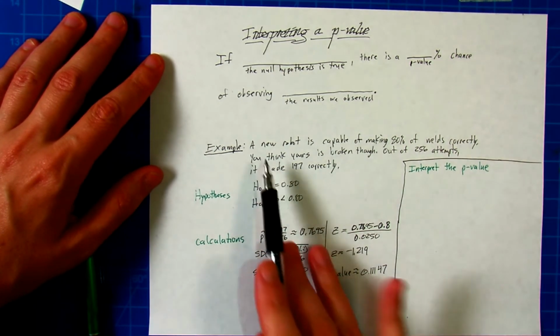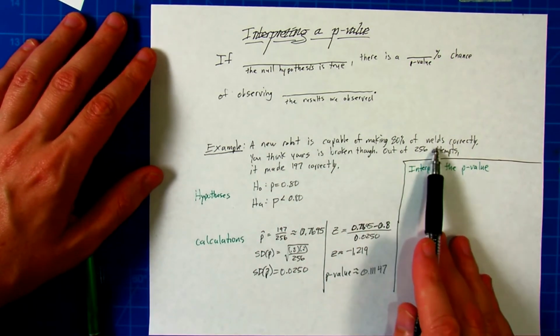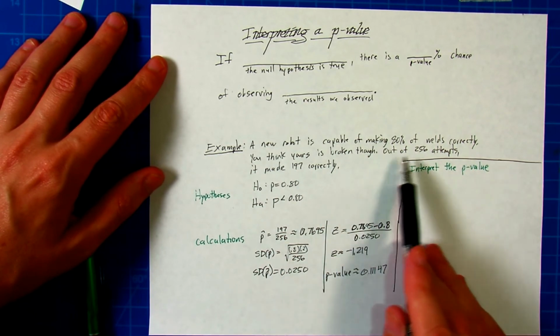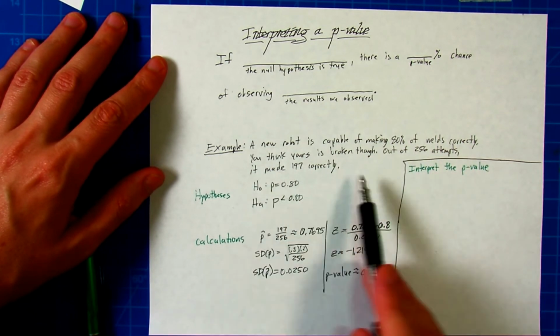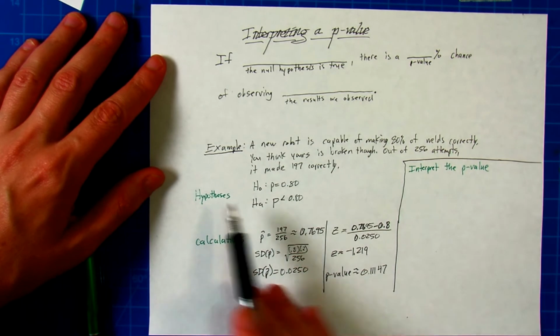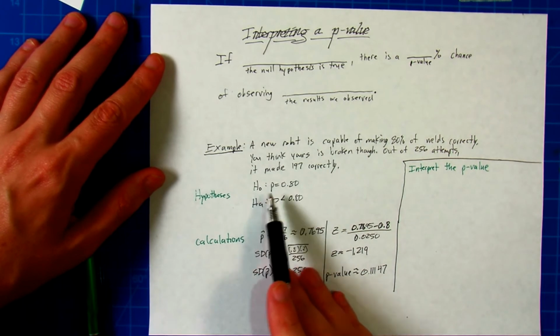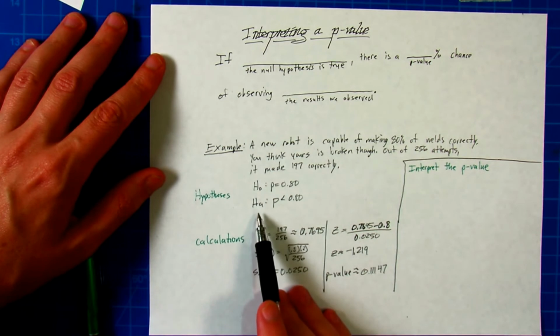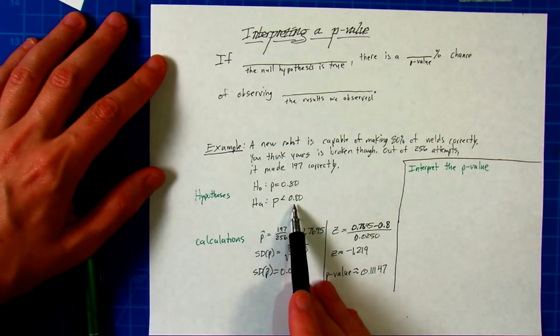For example, a new robot is capable of making 80% of welds correctly. But you think yours is broken, though. So out of 256 attempts, it made 197 correctly. So you set up your hypotheses here. Your null hypothesis is p equals 0.80. The alternate hypothesis is p is less than 0.80.